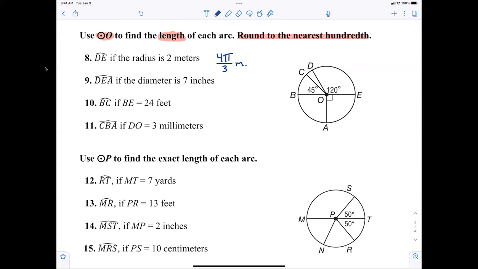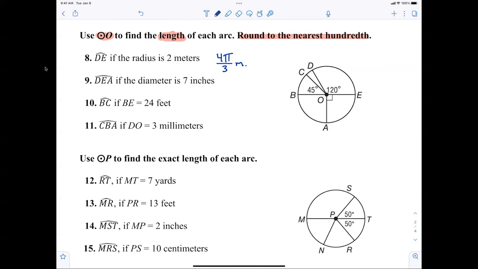And if you want to look on your calculator, 4 pi divided by 3, you will see it's pretty close to 4. Yeah, it's pretty close to 4. All right. But I don't care about that. Exact answers are way more important.